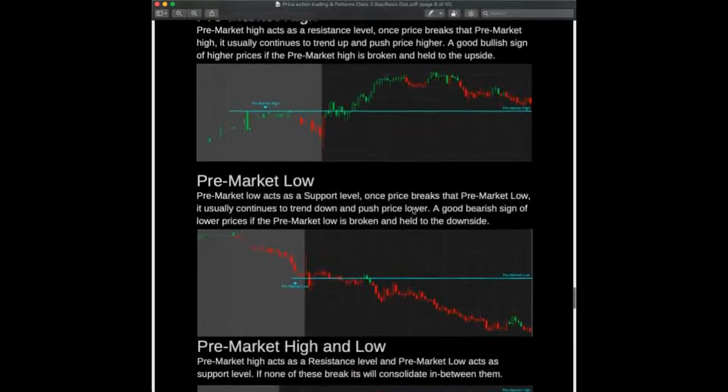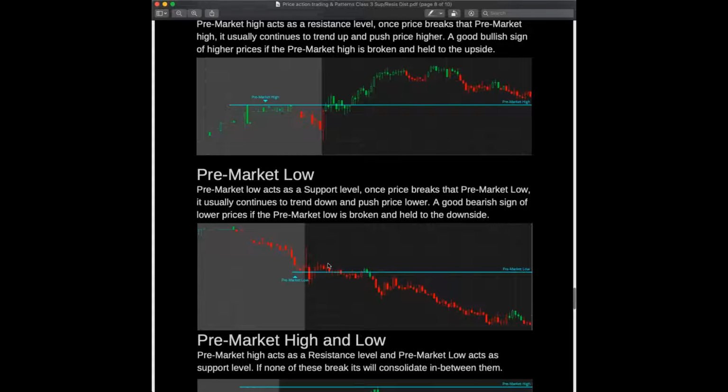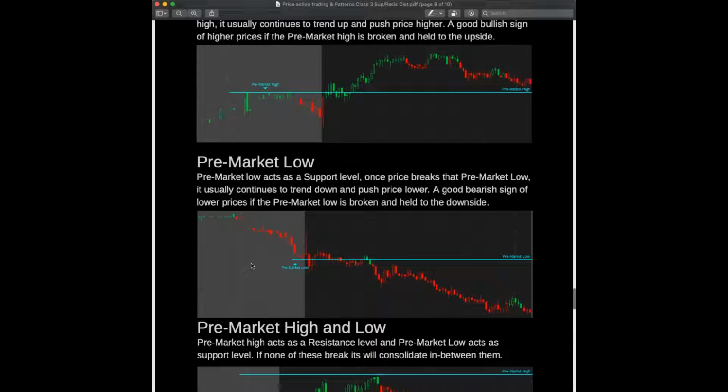Okay. Then we have our pre-market low. Our pre-market low acts as support, but once it breaks that pre-market low, it usually continues to trend down and pushes price lower. A good bearish sign of lower prices is if the pre-market low is broken and held to the downside. So here we broke that pre-market low, got above it, tried to hold it, broke it again, tried to get it, couldn't do it, and then fell off and continued down.